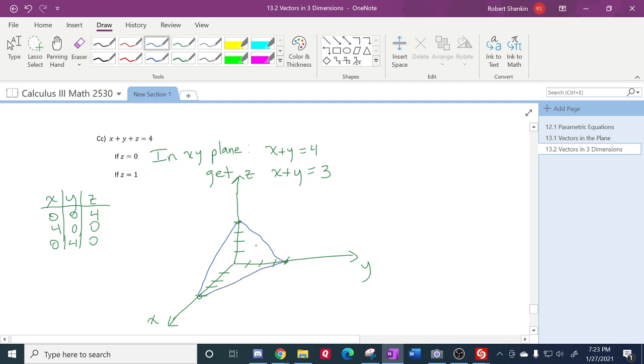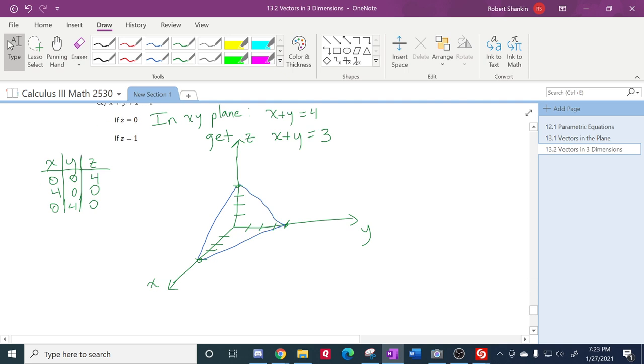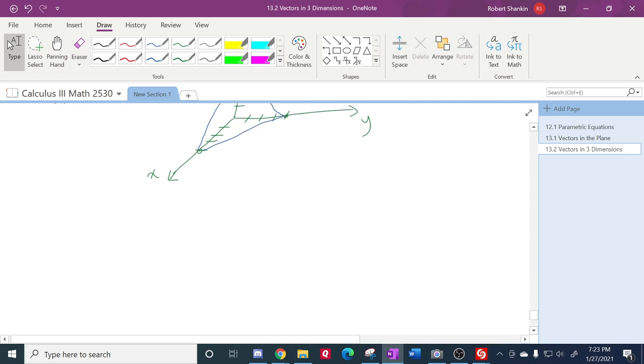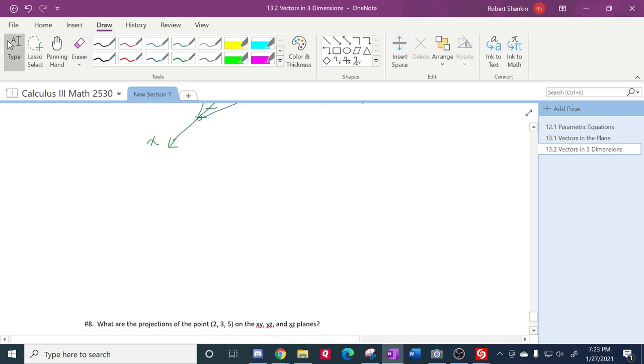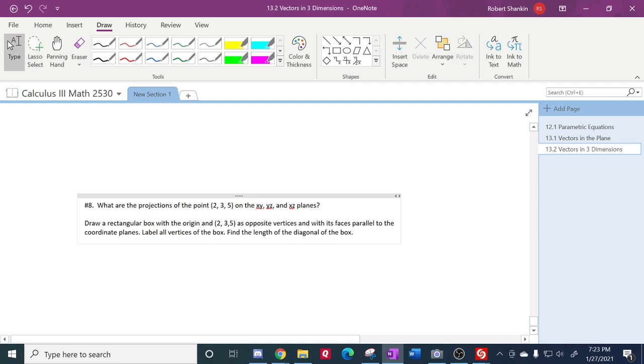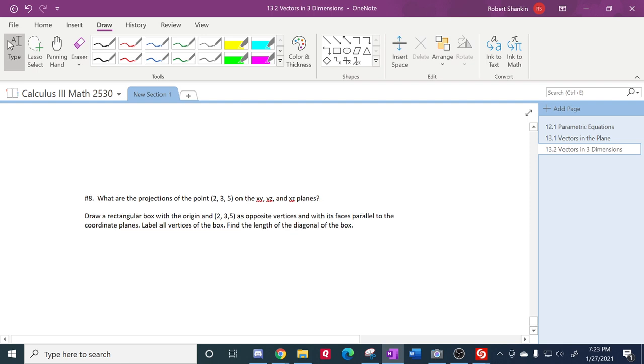we imagine this plane is just extended out infinitely in all directions. There we go. Really quick and easy to draw planes in 3 space. You just come up with the line, the intercepts, and connect them all together. Okay. And let's go to number 8.